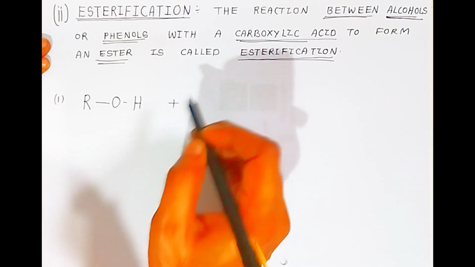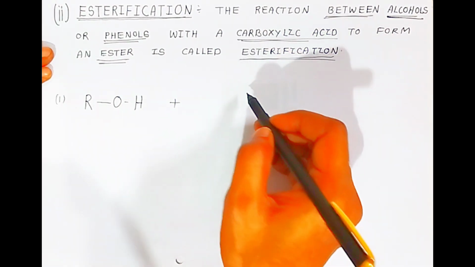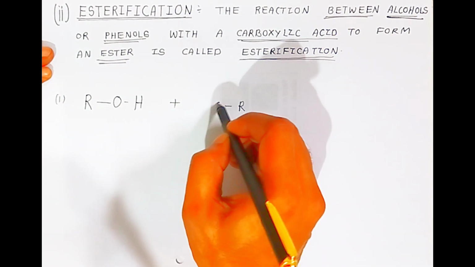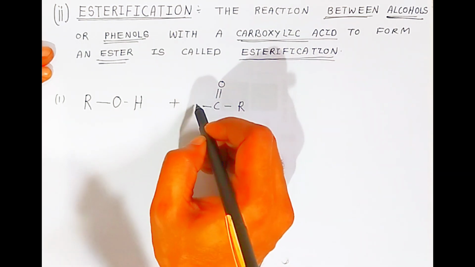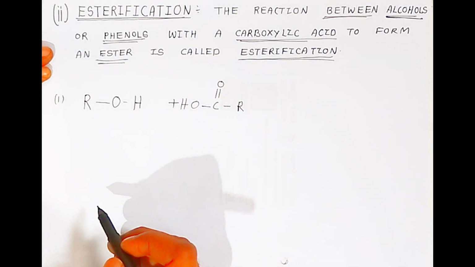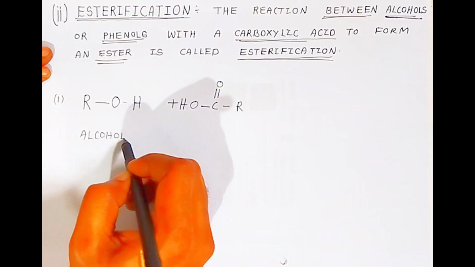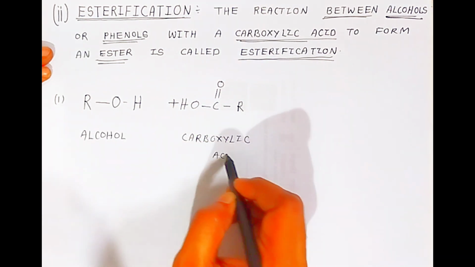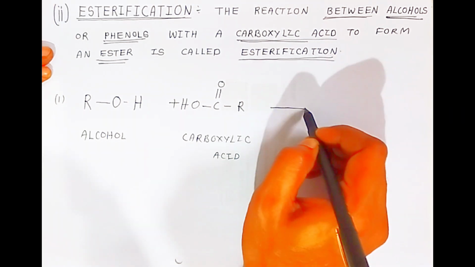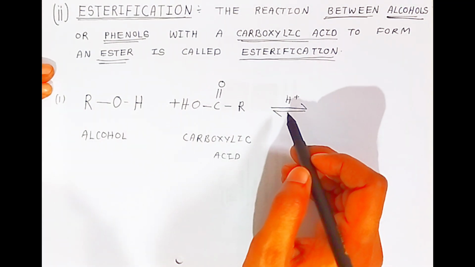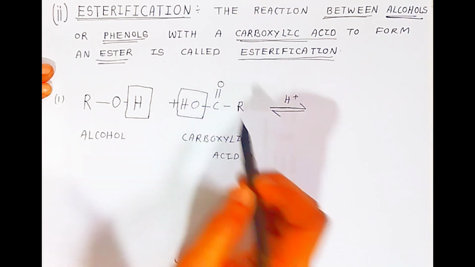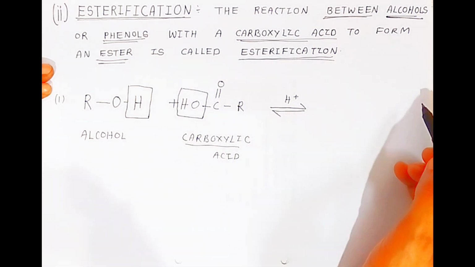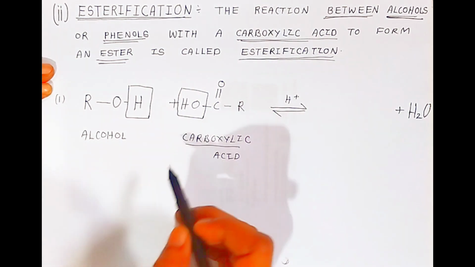Now it combines with carboxylic acid. In general, we take the structure of carboxylic acid: this is the carbonyl with two valencies, one valency taken by the alkyl and the other by the hydroxyl group. So this is your alcohol and this is the carboxylic acid. In the presence of acid, the hydrogen of the alcohol combines with the hydroxyl of the carboxylic acid, and there is a formation of water molecules.